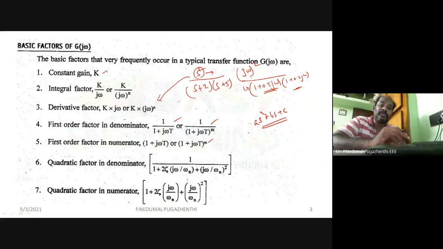If I take a transfer function, I may have either of these factors combined. It may be a gain alone, or a gain with an integral factor or a derivative factor. So these are the basic factors available. Every factor has to be found for its magnitude in decibels and the phase angle in degrees. Phase angle, you can straight away use the polar method.